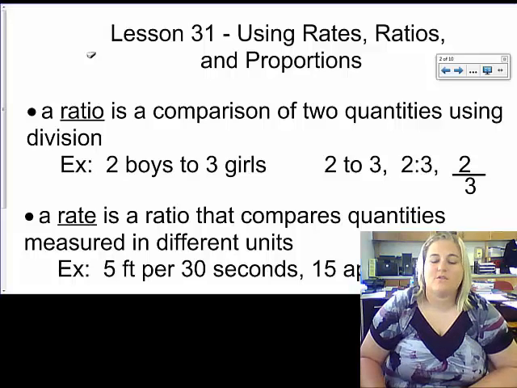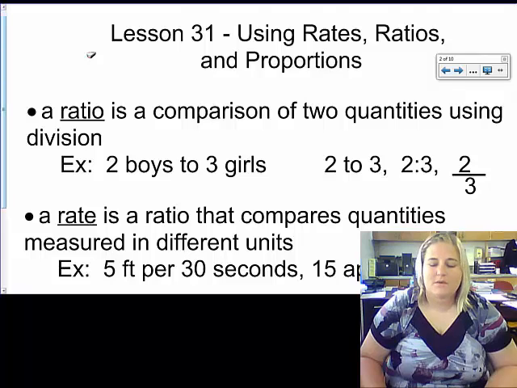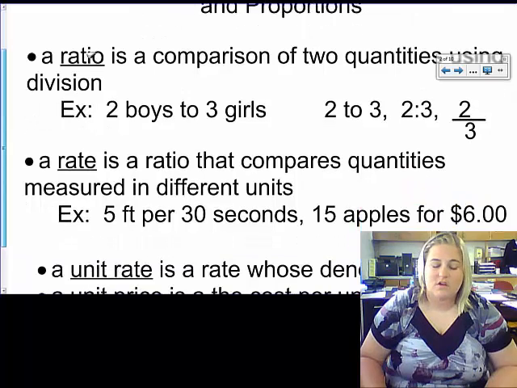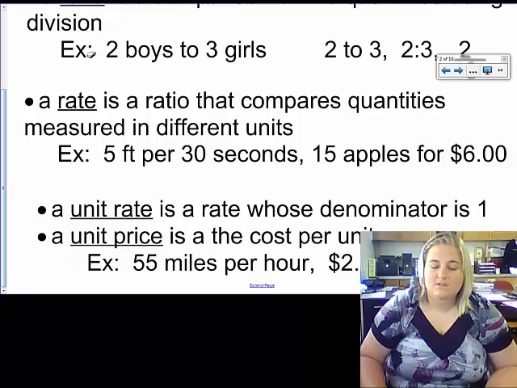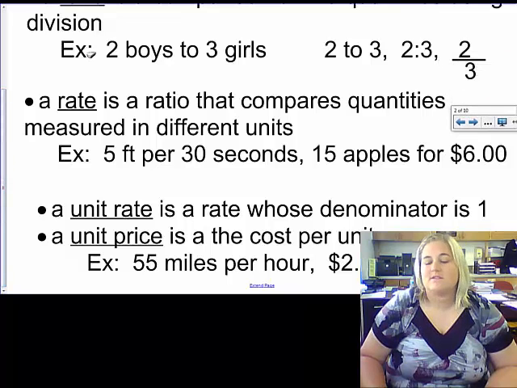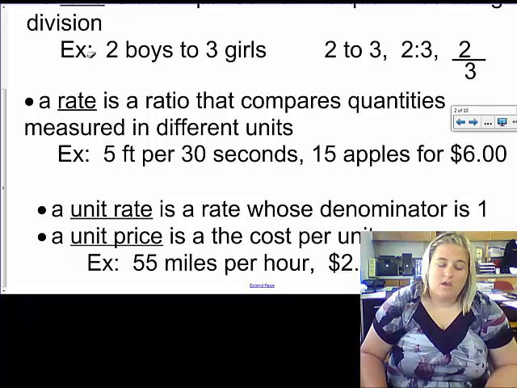Lesson 31, using ratios and proportions. A ratio is a comparison of two quantities using division. So, for example, they give us 2 boys to 3 girls. We can write this any of these 3 ways and it still means the same thing.